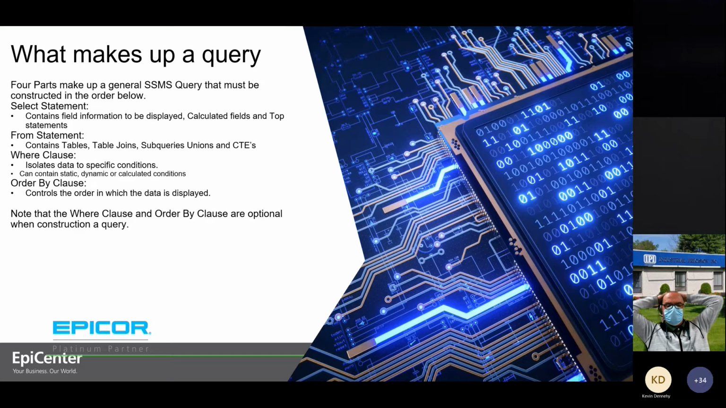Where clauses are at the end, which contain the ability to isolate specific data conditions for, say, only return me purchased parts or manufactured parts. They can be static values, dynamic values, or calculated conditions. Where clauses can be put at 2 levels. They can either be put at a table level or they could be put at a global query level, and we'll go over examples of that.